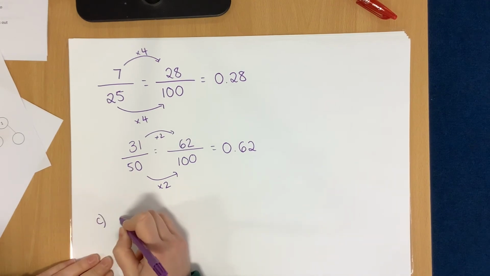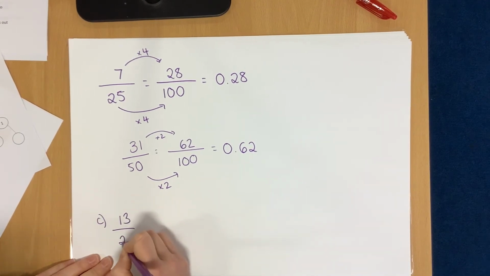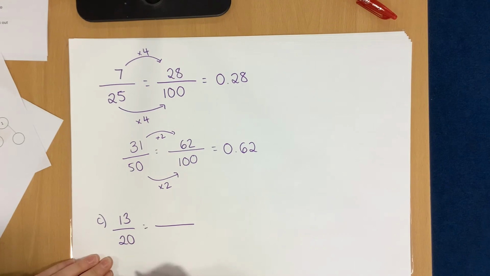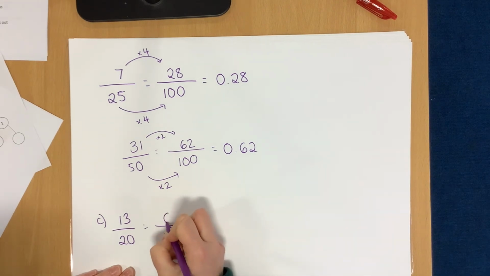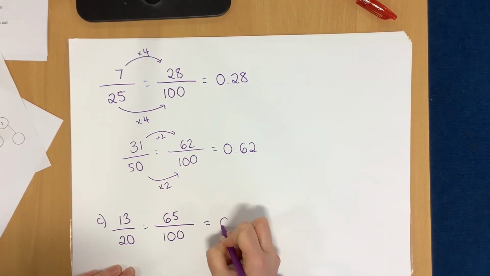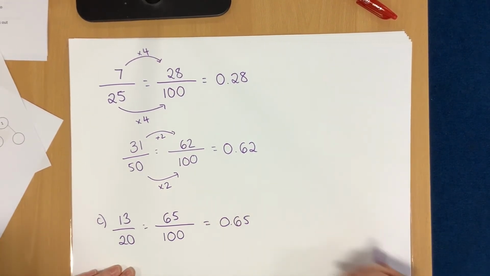Okay, so C then, 13/20. It would be tempting to think, oh, I could just halve that and get 10. But if you halve 13, you end up with 6.5, and we don't ever have a decimal in a fraction. So we're going to stick with 100. 20 times 5 is 100. 13 times 5 is 65, which gives us 0.65.